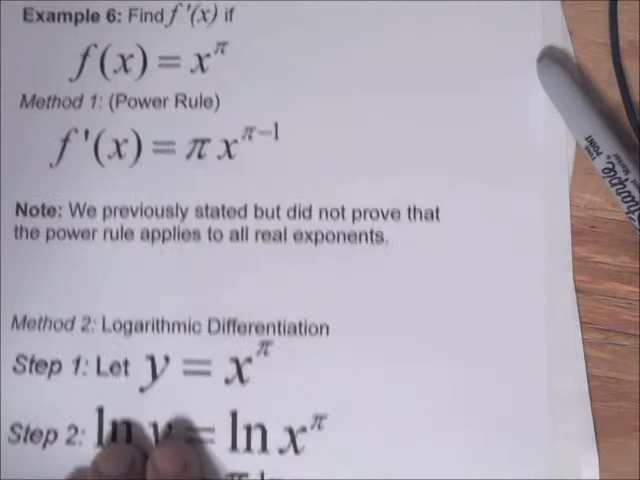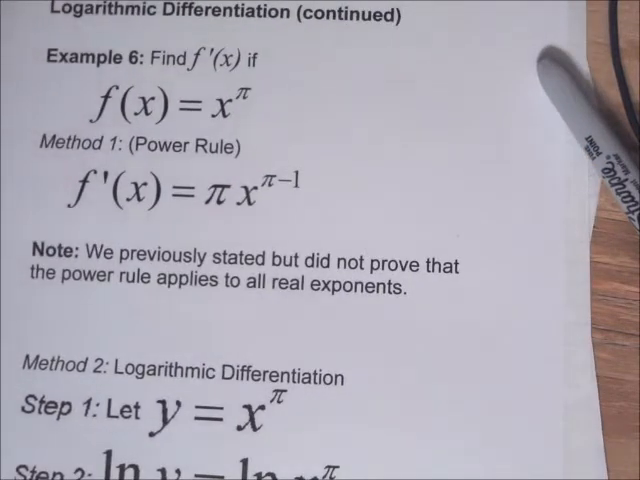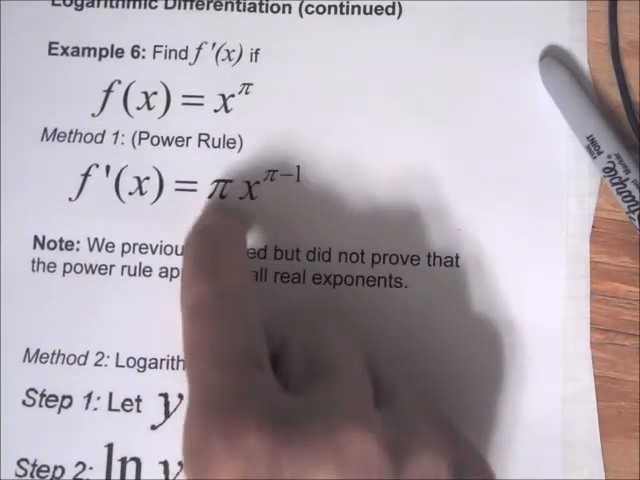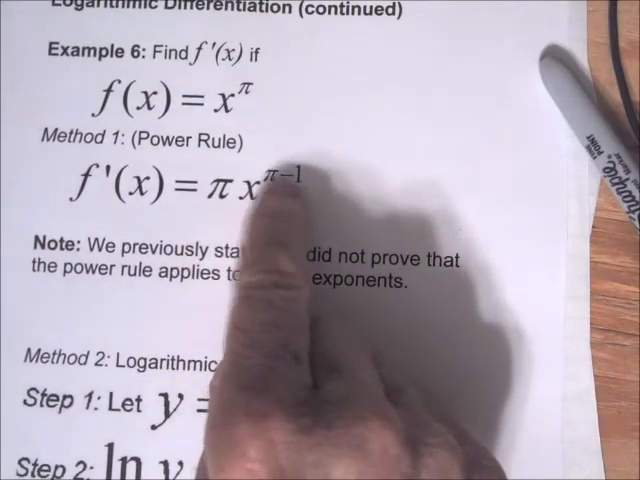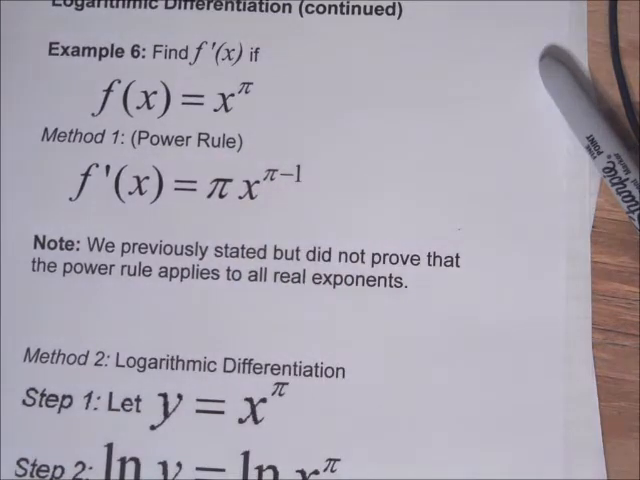Another example, x to the pi. We can actually use the power rule. I only proved the power rule for integer exponents, but it actually applies to any real exponent. So the old exponent comes out in front, and you subtract 1 from the exponent. So the derivative of x to the pi power is pi times x to the pi minus 1.